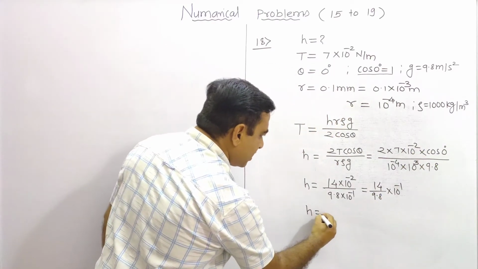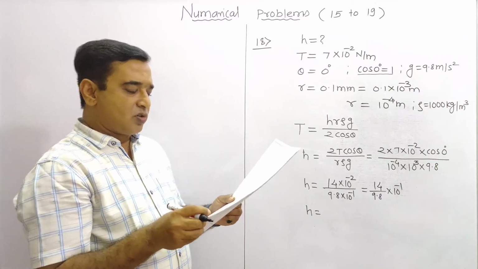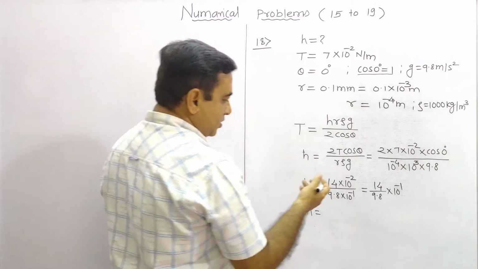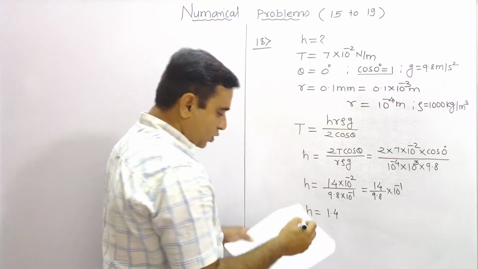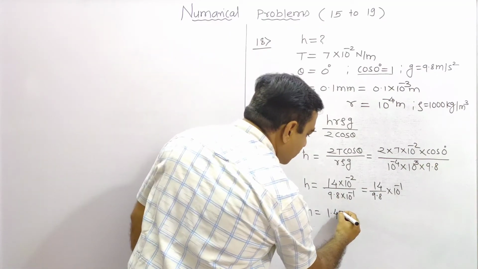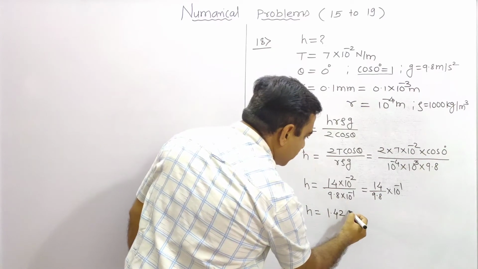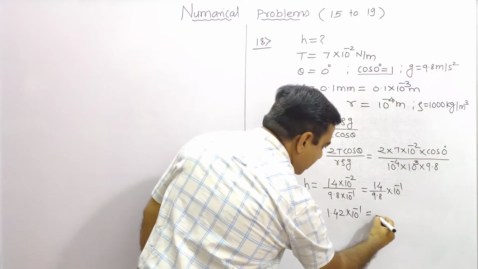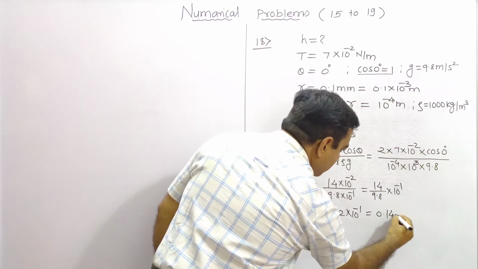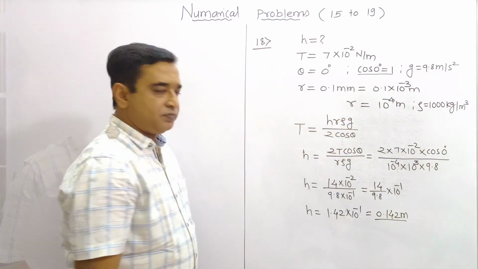So height, if we calculate after solving this, we are going to get the height is equal to 1.42 meter. Sorry, here it is 1.42 into 10 raised to power minus 1. After shifting the point, it is 0.142 meter. This is your answer.